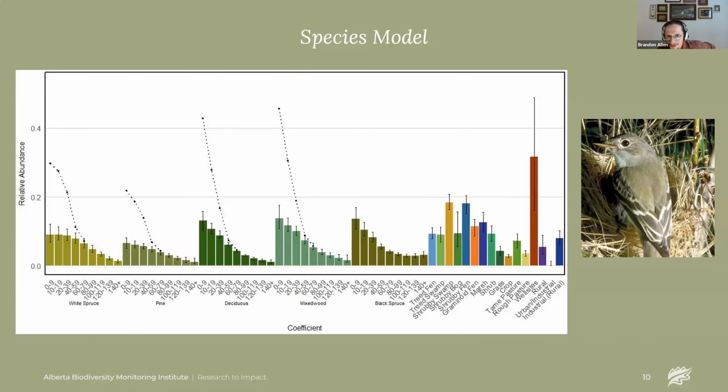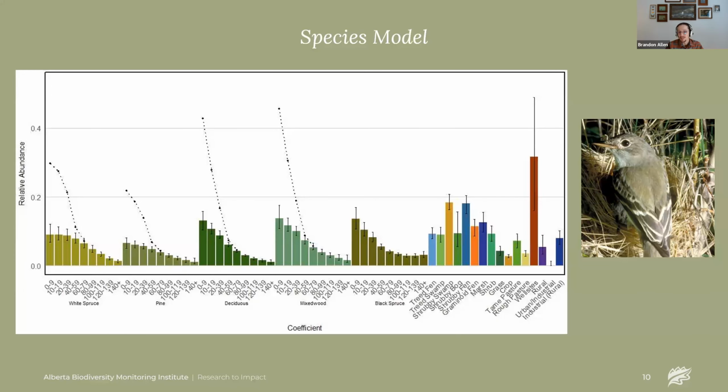I think I've said alder flycatcher a few times. I like this bird. It's a great bird for talking about. So we take all this information, we make some fairly complex models, and these models then describe to us the habitat associations for that species. In this example, we can see that alder flycatcher generally seems to prefer younger deciduous stands and mixedwood stands. You can tell that by the higher bars on those habitat types.